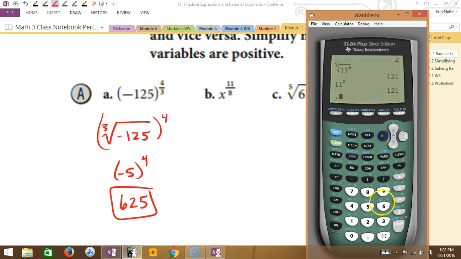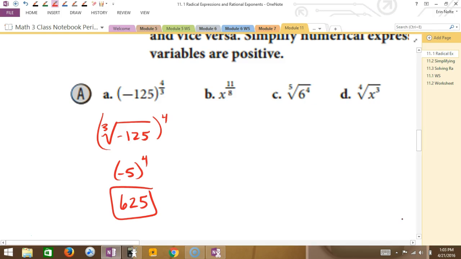Negative, nope, that's not negative, try negative 5 to the fourth. It's going to tell us that the answer is negative 625, but we know better than that, right? You know that if I'm going to go to an even-powered exponent, the negative should cancel out. All right, let's try B.